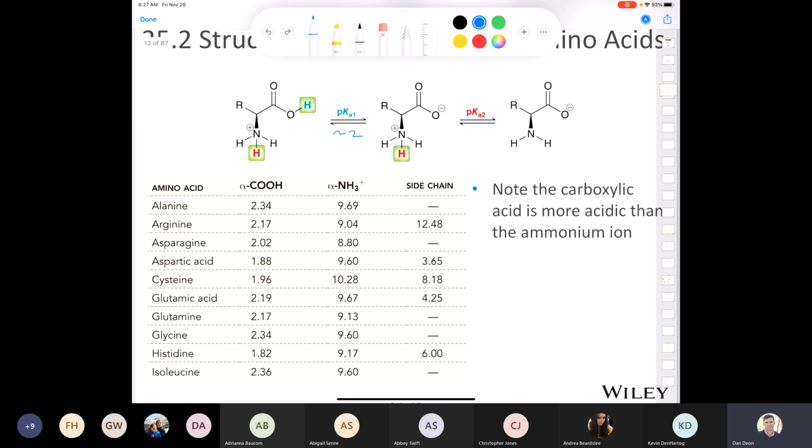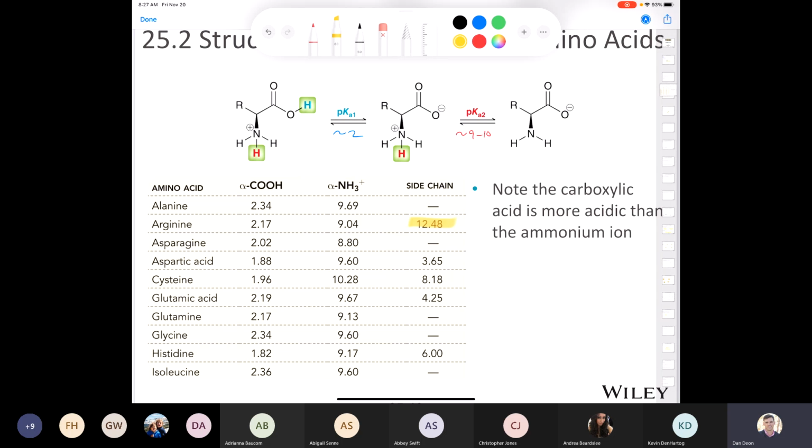Maybe I'll color code it. There we go. So somewhere in that neighborhood from 9 to 10. Again, note that the carboxylic acid is more acidic than the ammonium. Now, what else do we see here? We see that we have pKa's associated with the side chains.